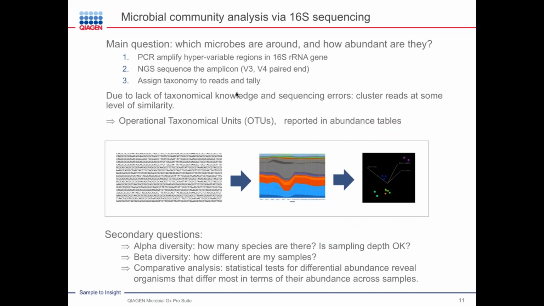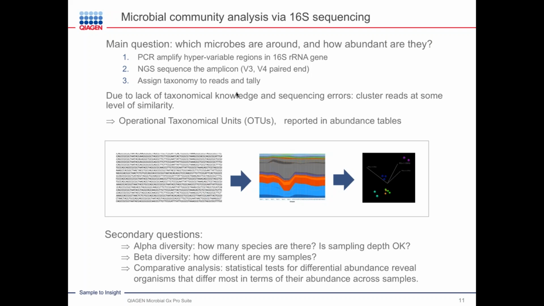The main question researchers often ask when using 16S sequencing is which microbes are present and how abundant are they? The process to obtain this answer is to PCR amplify hypervariable regions in the 16S gene, carry out NGS sequencing, for example, of 2 or more hypervariable regions, then assign taxonomy to the reads and count.